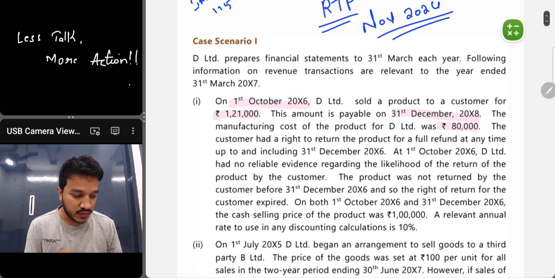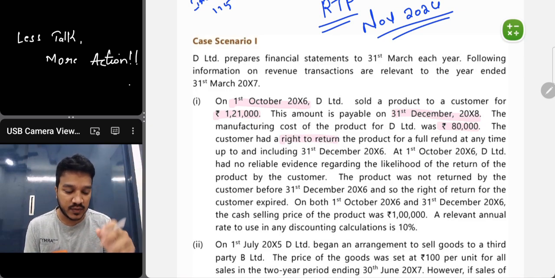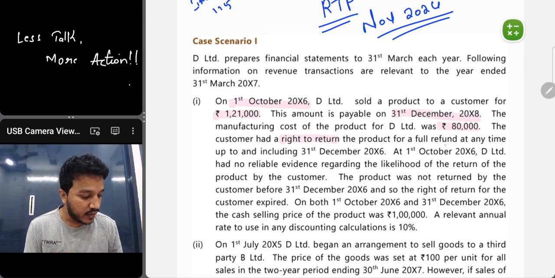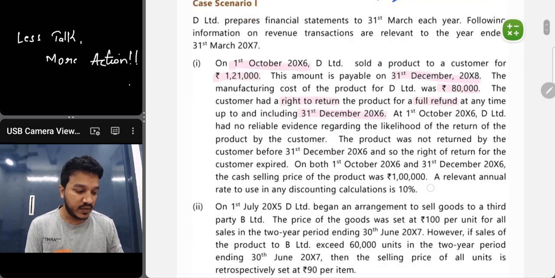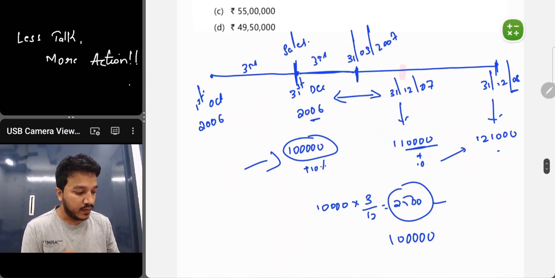उसका cost है 80,000. The customer had a right to return. So when you are selling, you are giving a right to the customer to return the product as well. Fine. So ये full refund, yeah, he can get the full refund also, right? And then up to 31st December 2006. So let's create a timeline. It helps us to understand in a better way.